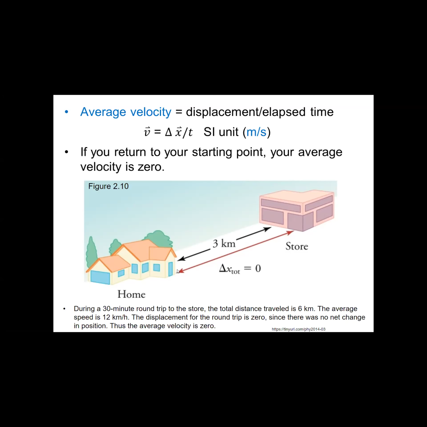But if you are talking about the average speed, which is scalar, that is the distance traveled divided by time t. Distance traveled in this case will be 3 plus 3, the onward and then backward, so 6 kilometers, divided by the time it takes. If it takes 30 minutes for the round trip, then it's half an hour, so it's 12 kilometers per hour. That's your average speed. But your average velocity will be 0.